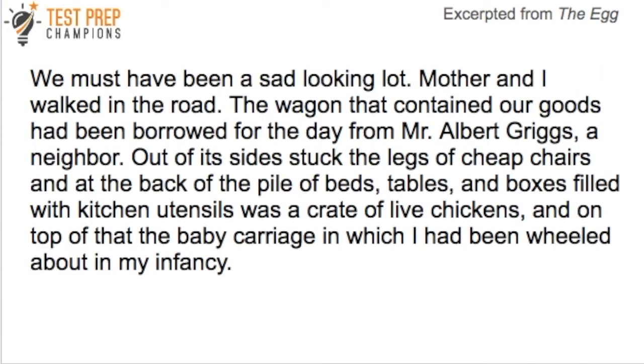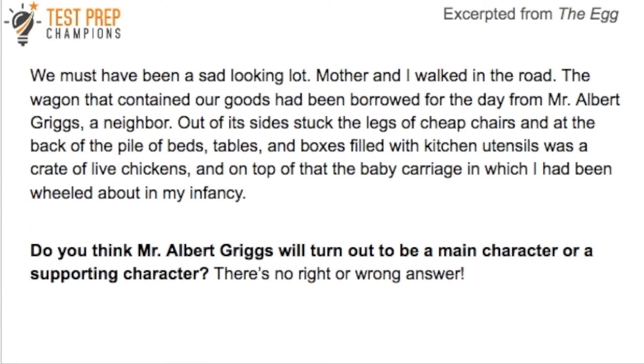We must have been a sad-looking lot. Mother and I walked in the road. The wagon that contained our goods had been borrowed for the day from Mr. Albert Griggs, a neighbor. One of its sides stuck the legs of cheap chairs, and at the back of the pile of beds, tables, and boxes filled with kitchen utensils was a crate of live chickens, and on top of the baby carriage in which I had been wheeled about in my infancy.